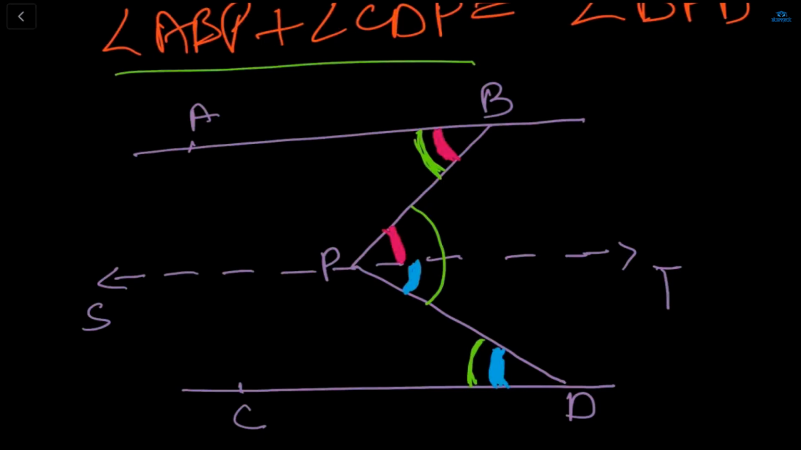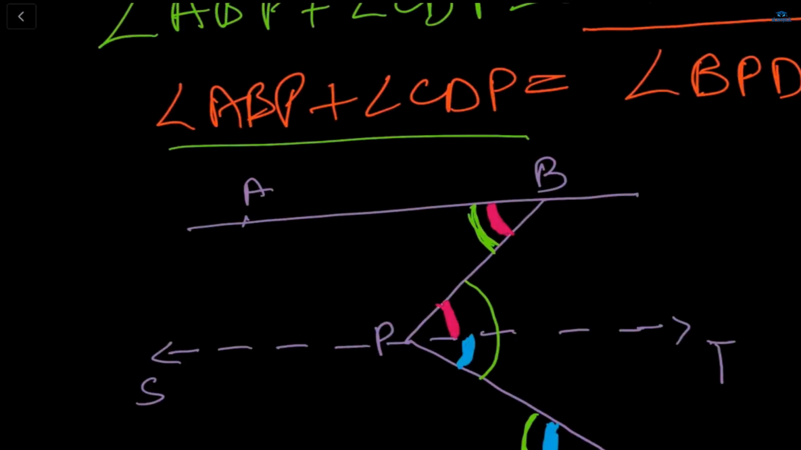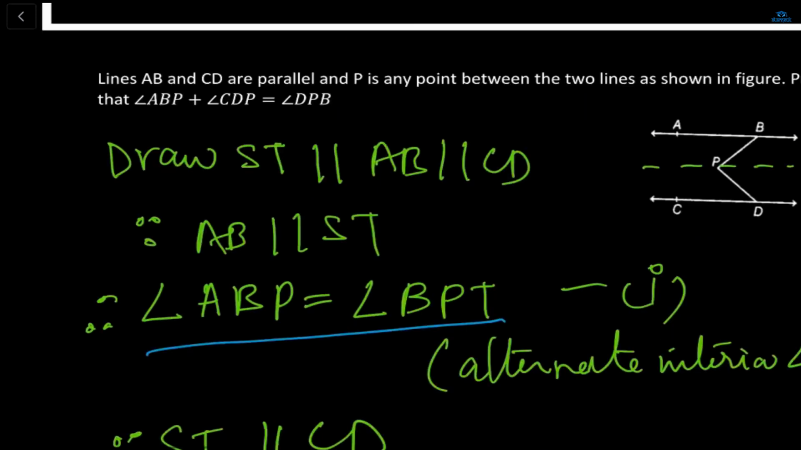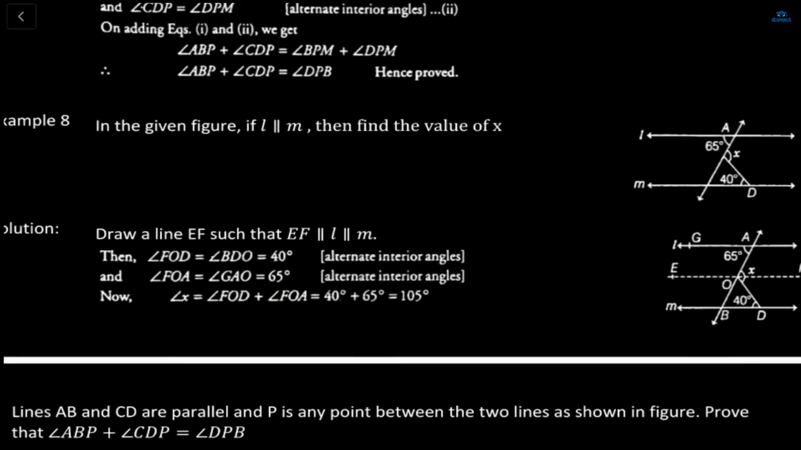What was the property name again? The pair name again? Alternate interior angles. Now here we are not using only alternate interior angles. I have formed the equations and then we have added them. Okay, Shazan, now do you have any doubt? No, ma'am.